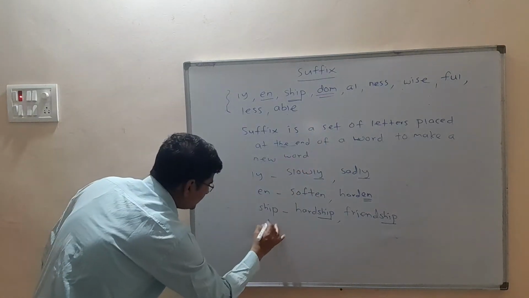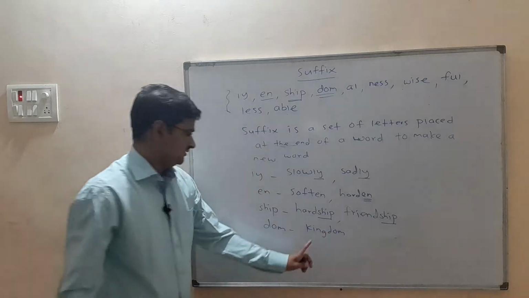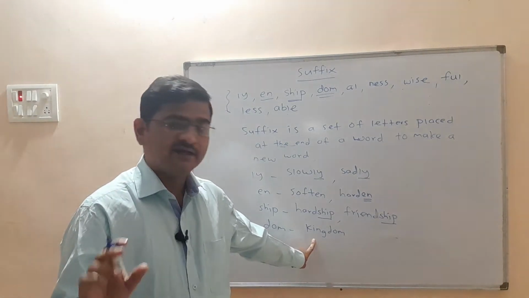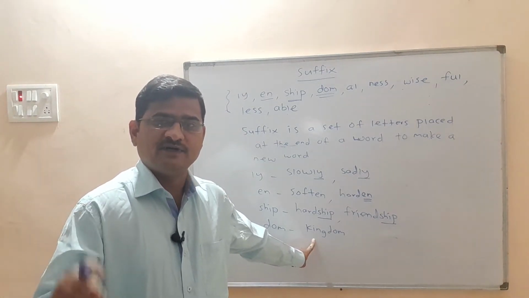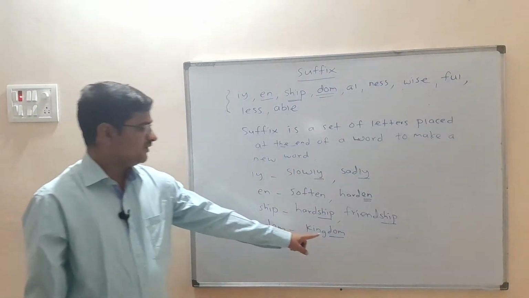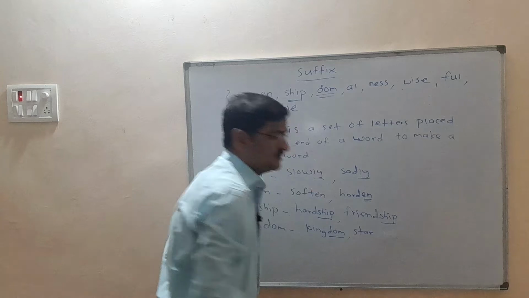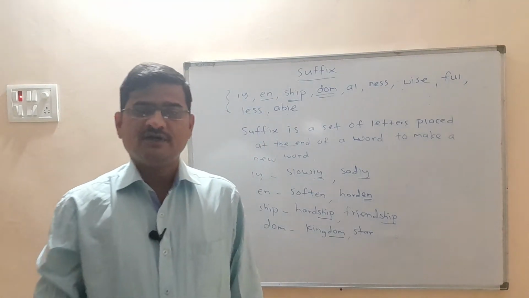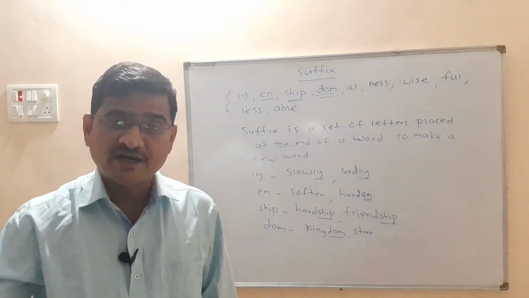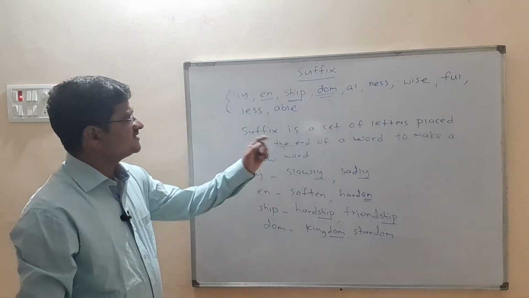Dom, see here, dom. King, kingdom. We can add the suffix dom to the root word king and create a new word. That word is kingdom. So, here dom is an example of a suffix. Star, we can add dom to the word star and create a new word. The newly created word is stardom. So, very simple, my dear friends.